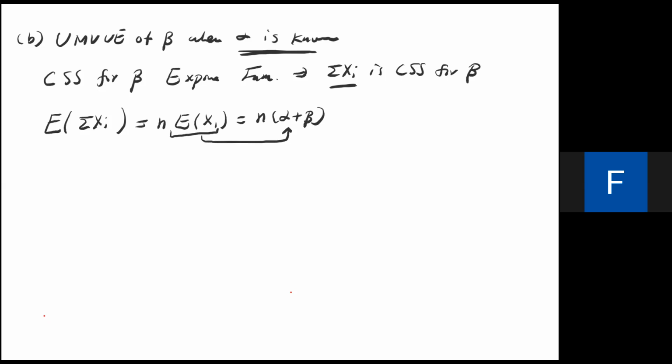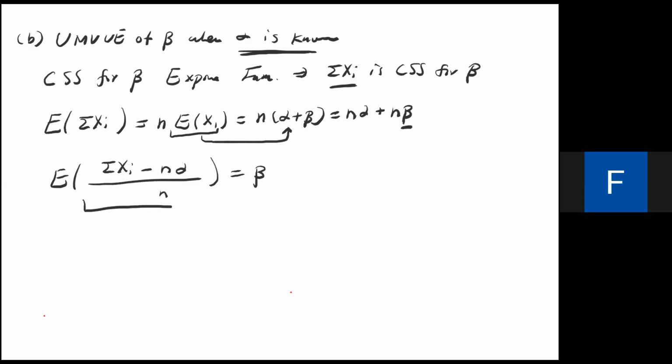Then again, yeah, good news. Again, you saw that a plus b, then tau theta. This is my target. So that means I can do this: summation xi minus n alpha, then divided by n equals beta. Again, this is a function of the complete sufficient statistic and unbiased. So again, this is a UMVUE by Lehmann-Scheffé.